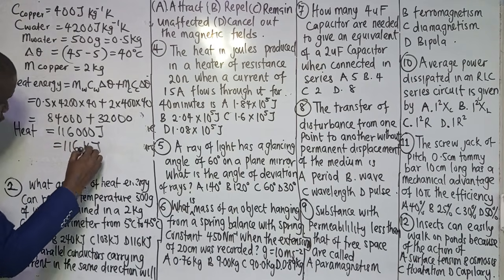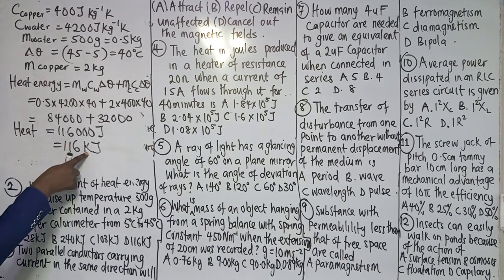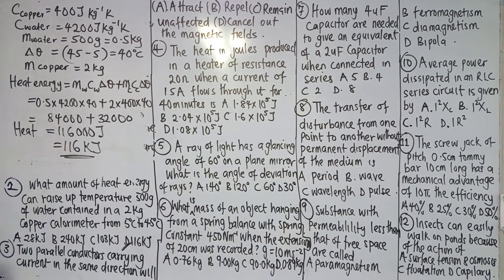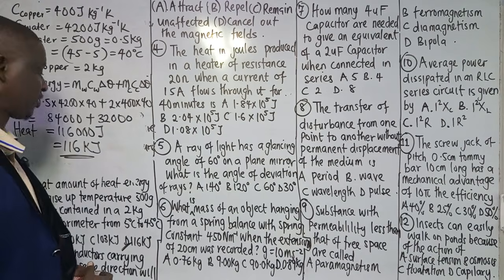116 kilojoules. To remove the 30 and replace with kilojoules is our answer. So the answer is D. Now they say two parallel conductors carrying current in the same direction will clash.